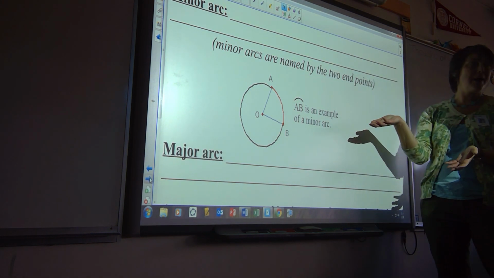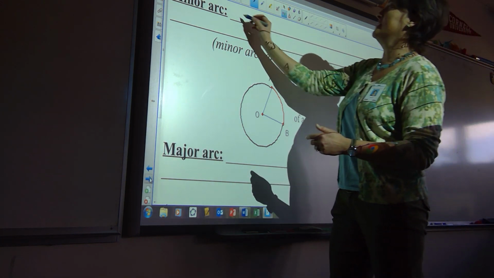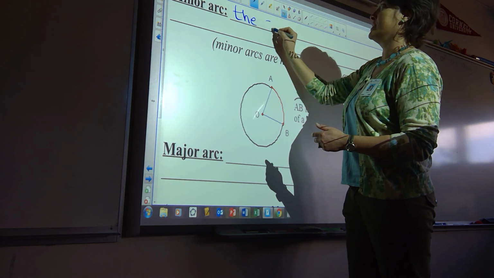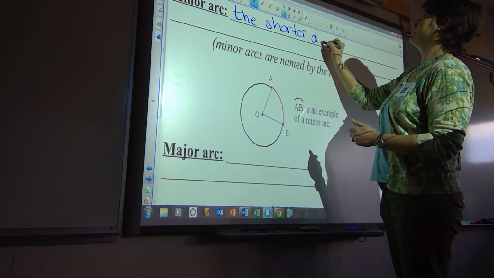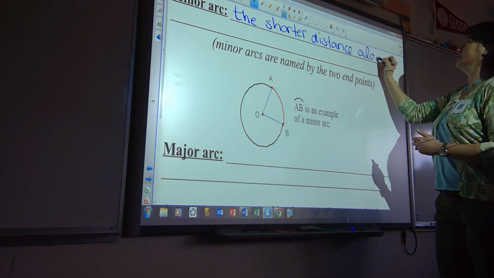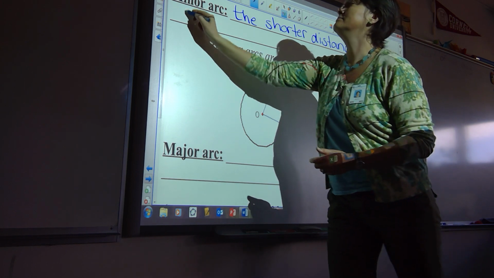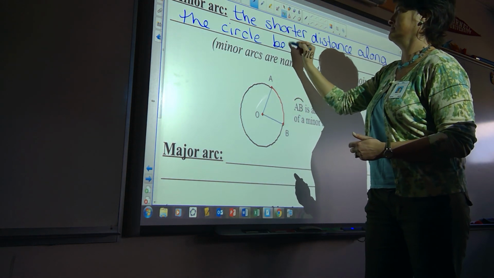The shorter distance is the minor arc. All right, so a minor arc is the shorter distance along the circle between 2 points.